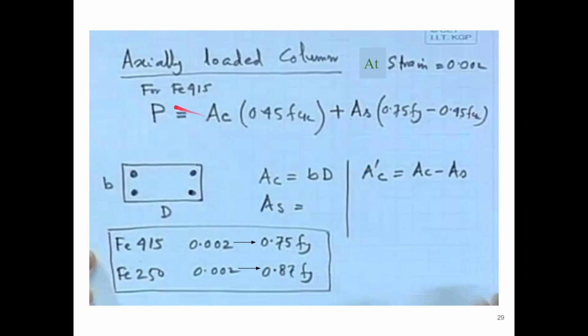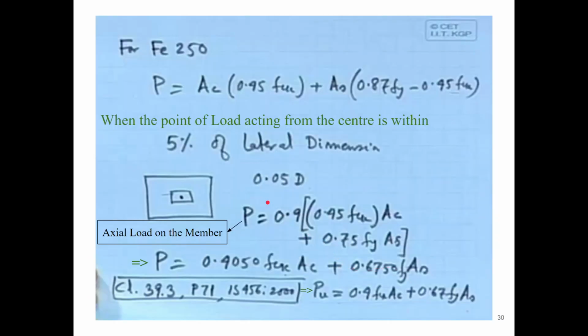Okay, so like this they calculate, and AC prime is basically the total area minus the area of steel. Okay, so that's how it is calculated. We'll see it when we solve the examples. Okay, so that is the case. And similarly in the case of Fe250, the load carrying capacity will be AC into 0.45 fck plus AS into 0.87 fy minus 0.45 fck.